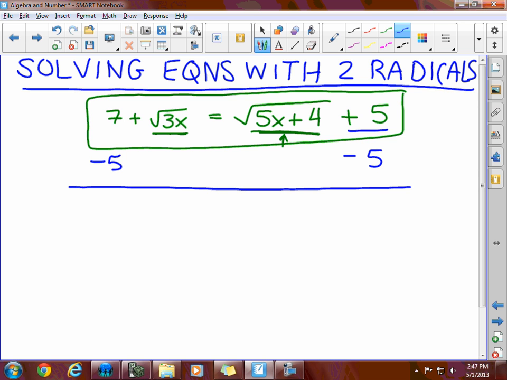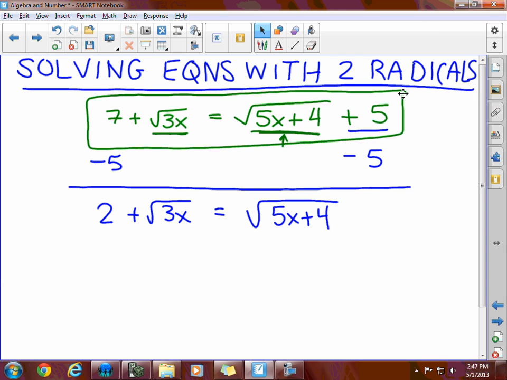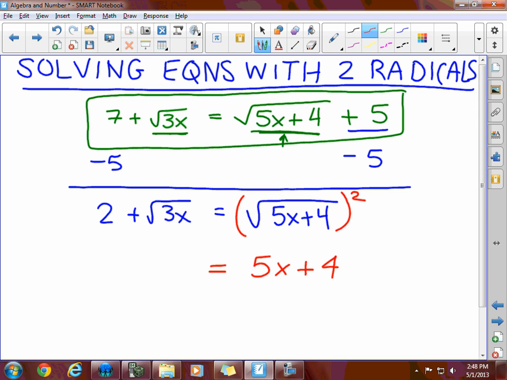If I do that, I have 7 minus 5 is 2, plus the root of 3x equals now the root of 5x plus 4 under the square root sign. So now I've isolated the more confusing radical, and we've talked about in previous lessons that how to get rid of a radical is to square it. So if I square this, that's going to eliminate that radical for me. But what I do to one side of the equation, I have to do to the other, so I have to square this side as well.